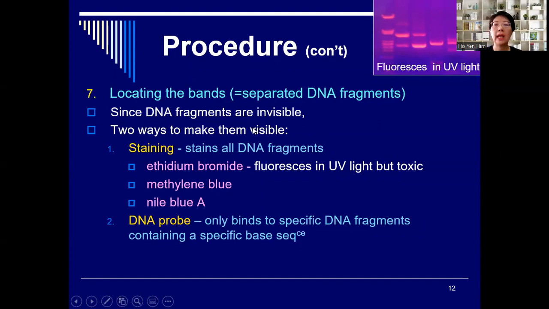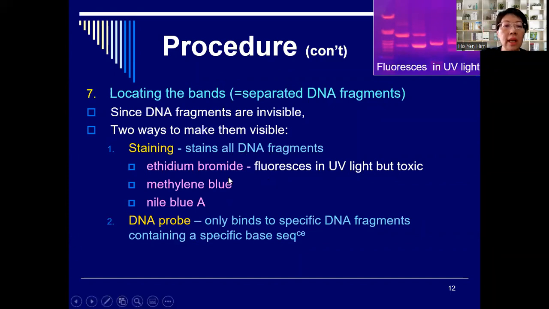There are two ways that scientists make them visible. Number one, they use staining, or number two, they use a DNA probe. When they use a stain, they choose a stain that can stain all the DNA fragments, so all the DNA fragments will appear as bands in the gel. Then you can take a photograph of those bands and keep it in soft copy, because the gel is very fragile and you cannot keep it for very long because it will dry off. So eventually they take a photograph and keep it for future reference.